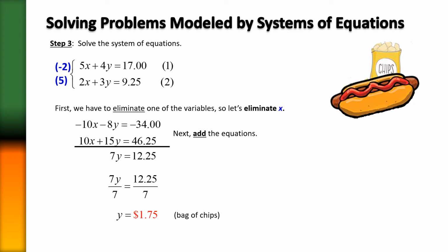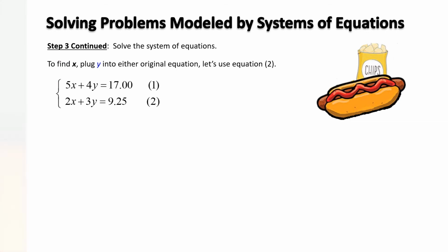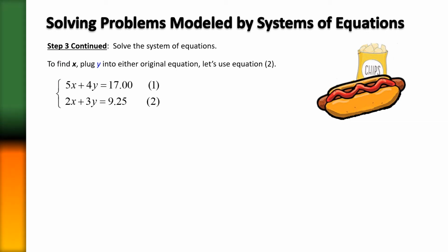Now, how do we find out the price of our hot dogs? Well, all we have to do is to plug the price of the chips, which is the value of y, into either equation to find the value of x, which is the hot dogs. So let's go ahead and do that. Again, to find the value of x, we need to plug in y into either equation. Let's plug it into equation number 2. Into equation number 2, I'm going to remove the y and replace it with $1.75. So when I do that, it looks like so.